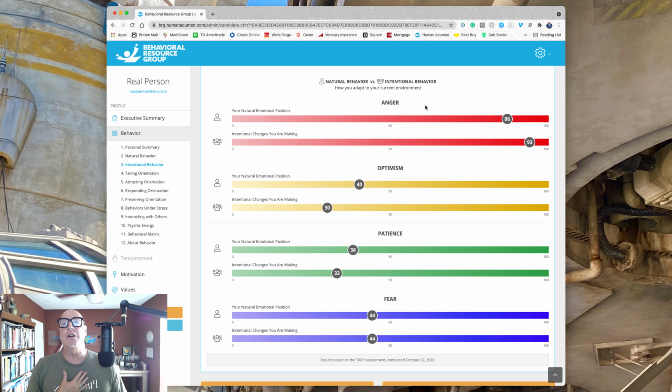This is the anger emotion. The top bar represents their natural emotional position. This is how they're wired. This is unconscious, largely unconscious. They don't know they're this way typically.